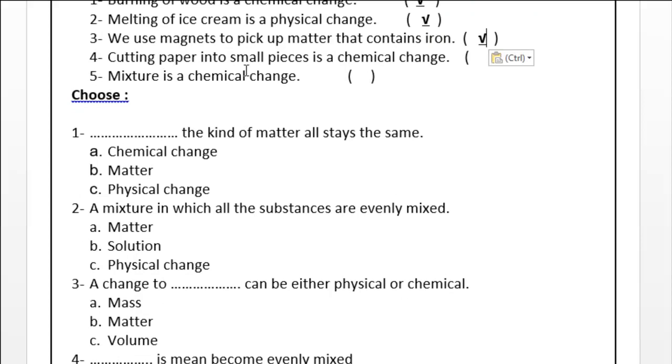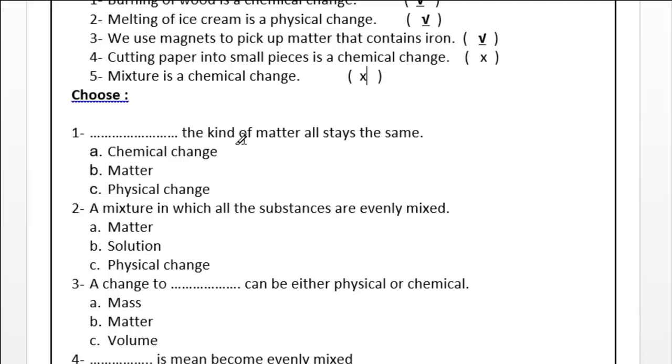Cutting paper into small pieces is a chemical change. No, it's a physical change, so it will be false. Mixture is a chemical change. No, I told you that mixture is physical change, so it will be false.